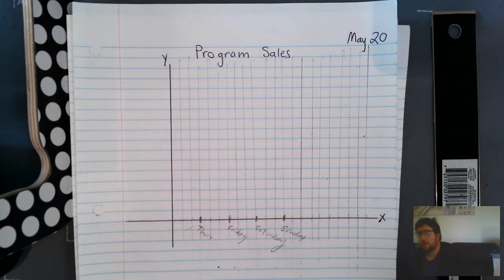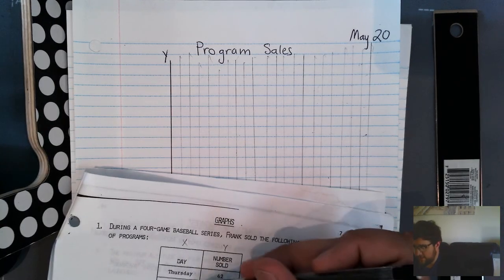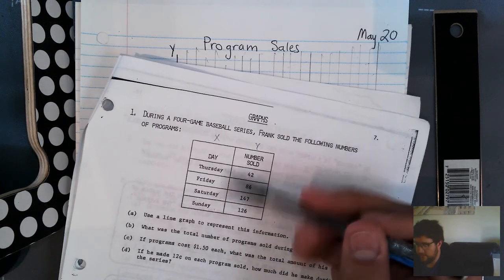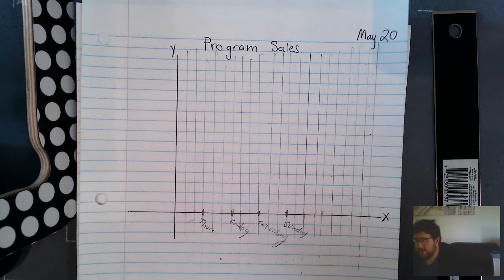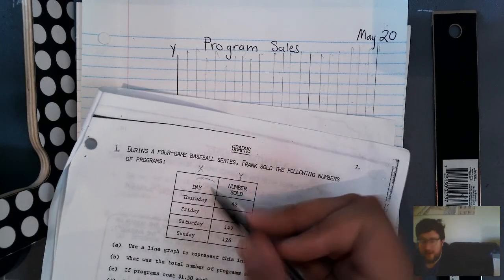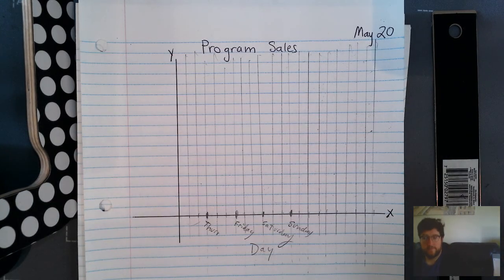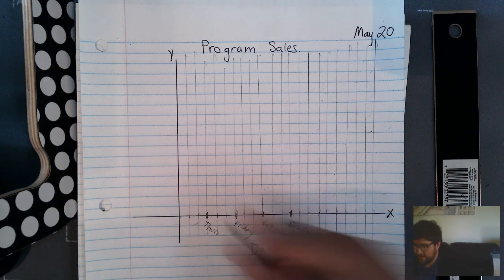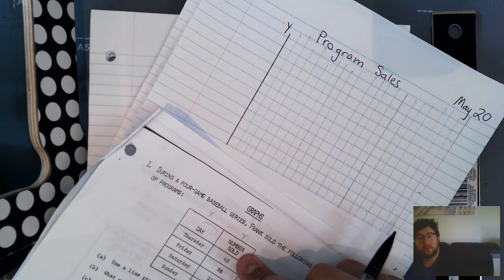Okay. Hopefully that'll be helpful. So we got our Thursday, Friday, Saturday, and Sunday. Then we just have to figure out the y-axis, and that one's a little bit trickier. Also note there's a title for this axis, so I'll put that down here, day. Okay, so it's important to have these subtitles. So if this one's day, this one will be number sold.